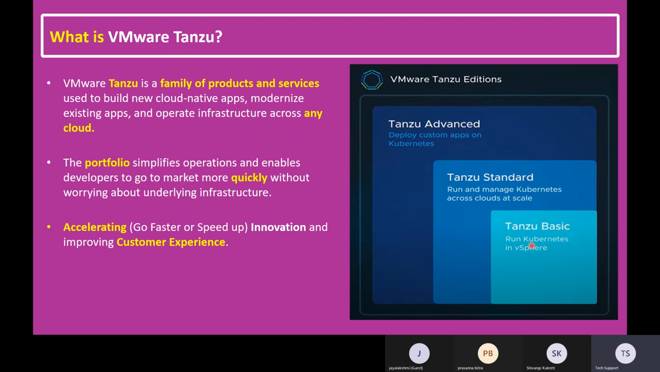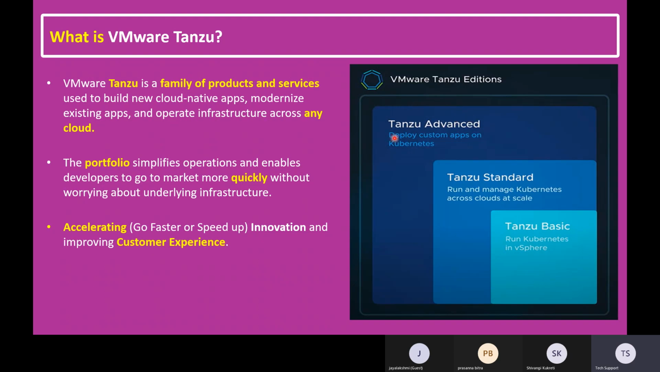Tanzu Basic is mainly for running Kubernetes in vSphere. That means this product is mainly to run on a vSphere environment. And if I'm using a Tanzu Standard license, it is to run and manage Kubernetes across clouds at scale. That means for large environments, we normally prefer to use a Standard license. If you still need some more additional features, like our vSphere Enterprise Plus features, in that scenario you go for the Tanzu Advanced edition.